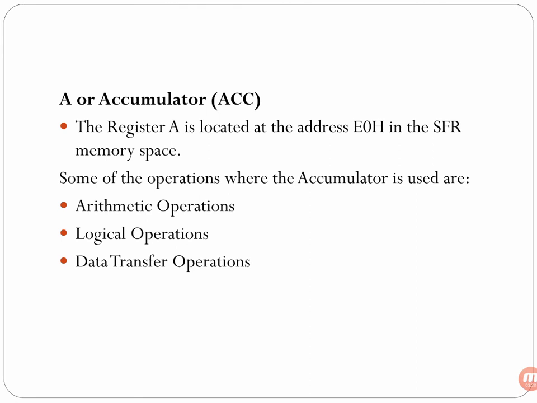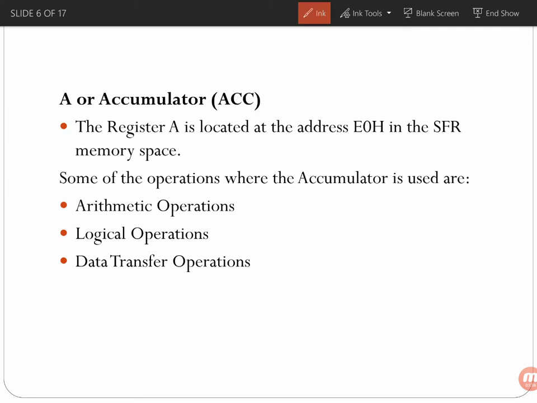First, the accumulator register. The register A is located at the address E0H in the SFR memory space. It can be named as A, or in the program you can also use its address E0H. The accumulator register is the most important and most used 8051 SFR. The accumulator is used to hold the data for almost all the ALU operations.